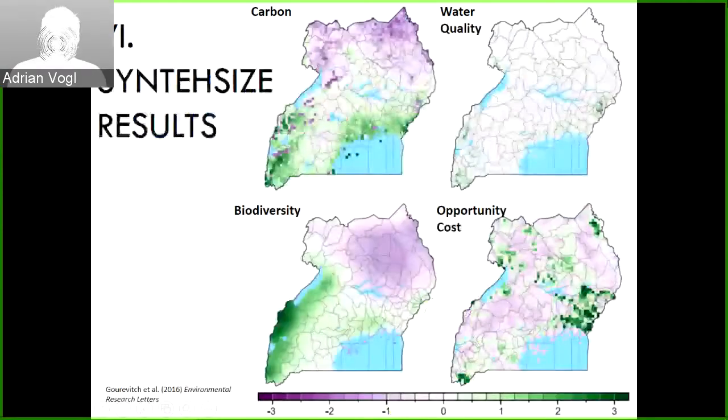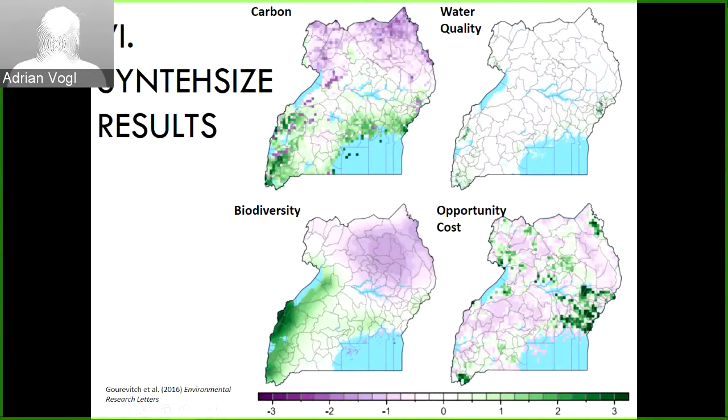And then in the case of Uganda, this is an example of one of the ways that results were synthesized. So often you generate a lot of maps and a lot of output, and this is where stakeholder input and engagement is really important to help hone in on what the message is, what the important take-homes are from the analysis. And in this case, we ended up with 4 different summary maps of the opportunity for restoration of different areas based on different services.